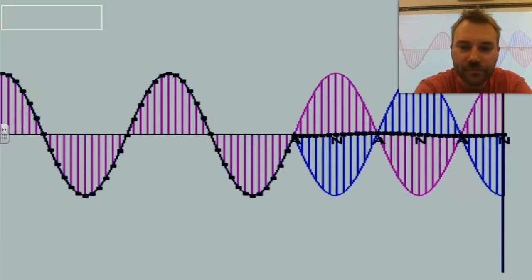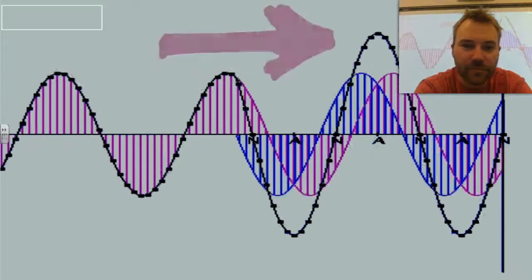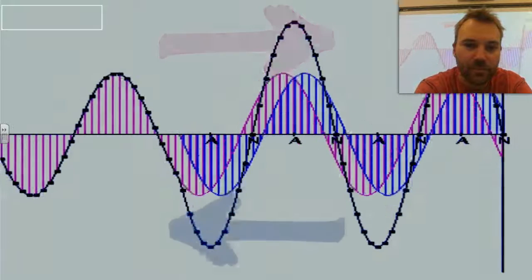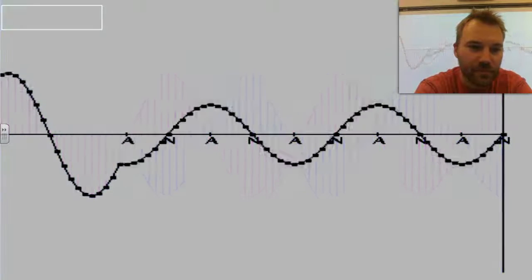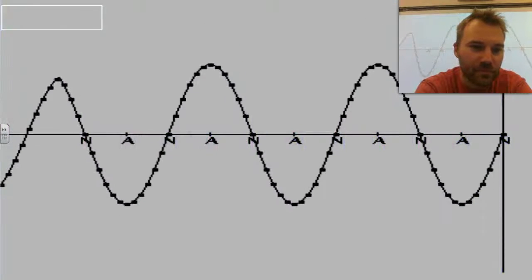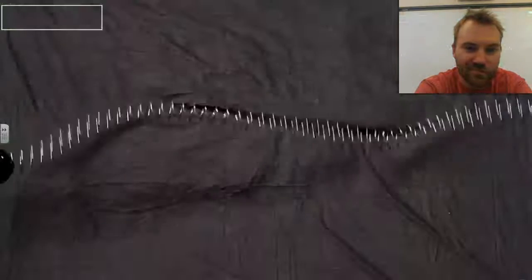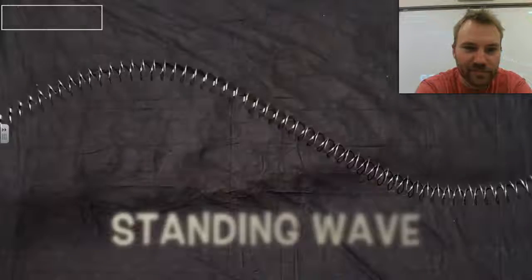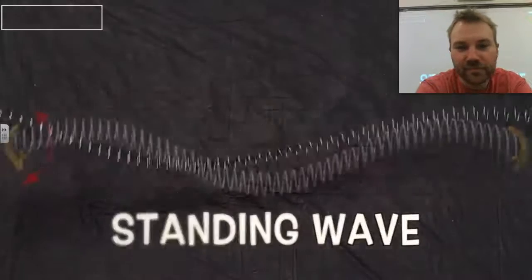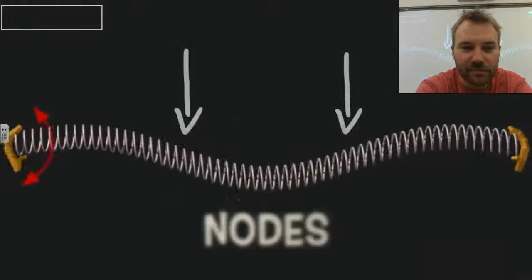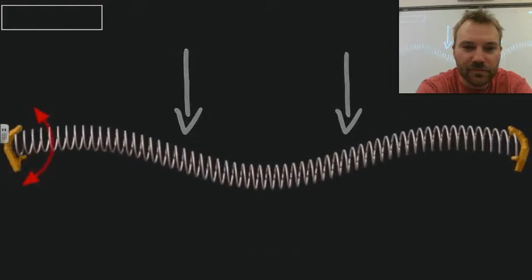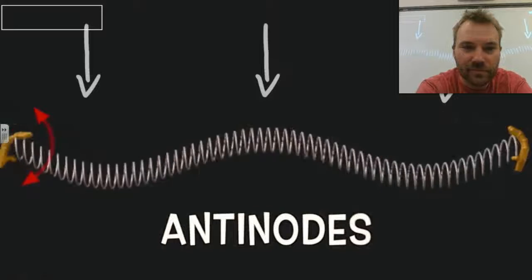And something crazy is happening. You've got a wave going this way combined with a wave moving that way, and when they interfere, the result is, as you might expect, a wave that doesn't appear to be moving in any direction. It's standing! This is called a standing wave. The places where the wave appears to be not moving at all are called nodes, and the places where they're moving a lot are called antinodes.